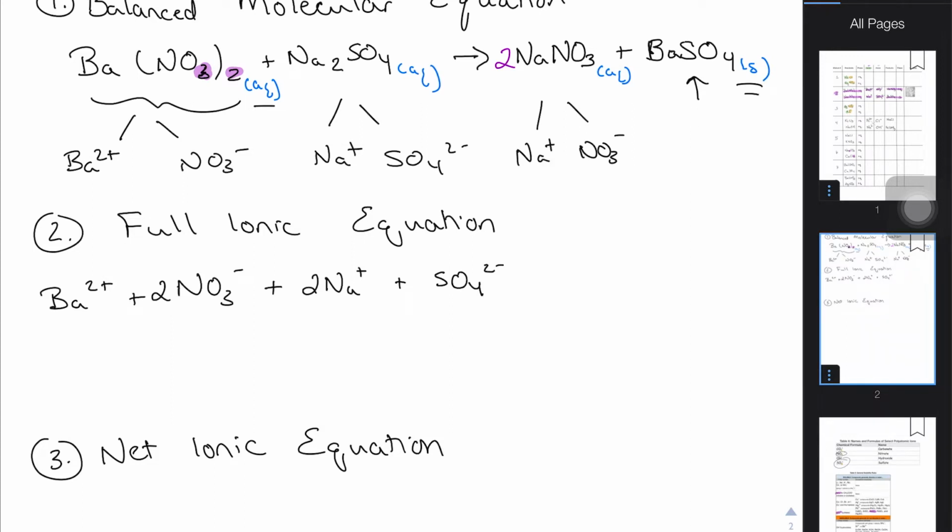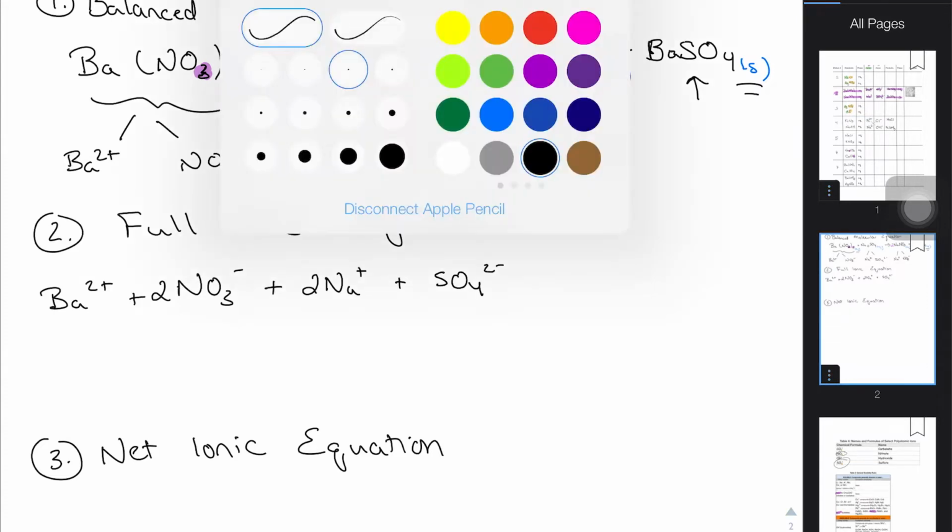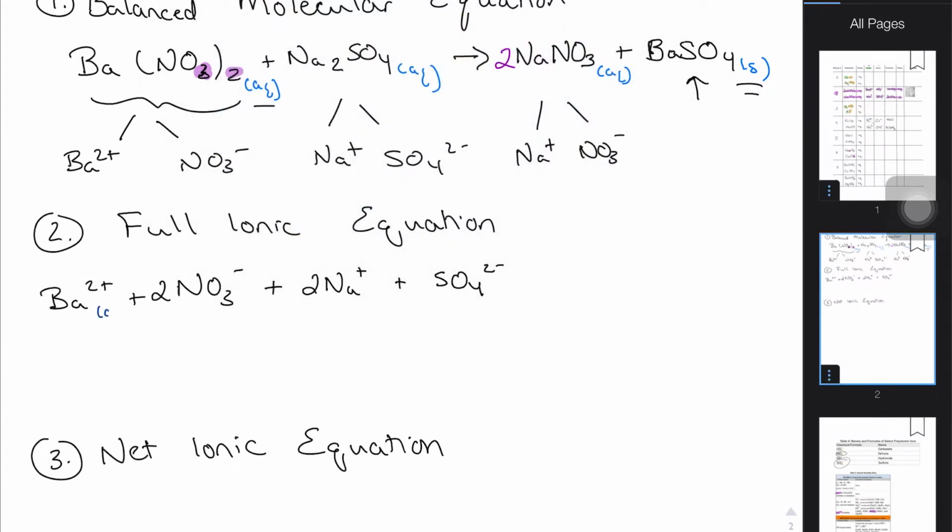So what you have in solution is a sodium floating around and another sodium floating around, and then you have a sulfur with four oxygens covalently bound to it, floating around as one group. So that's why we keep all of those together. So let's get our phases on there. This is important. All of these guys are aqueous.